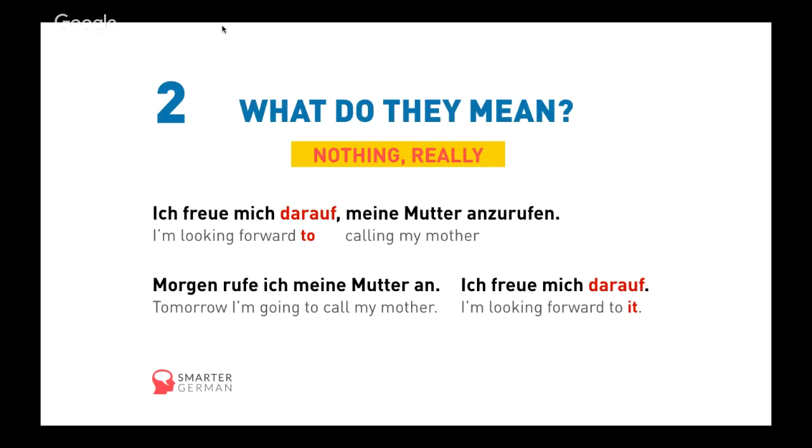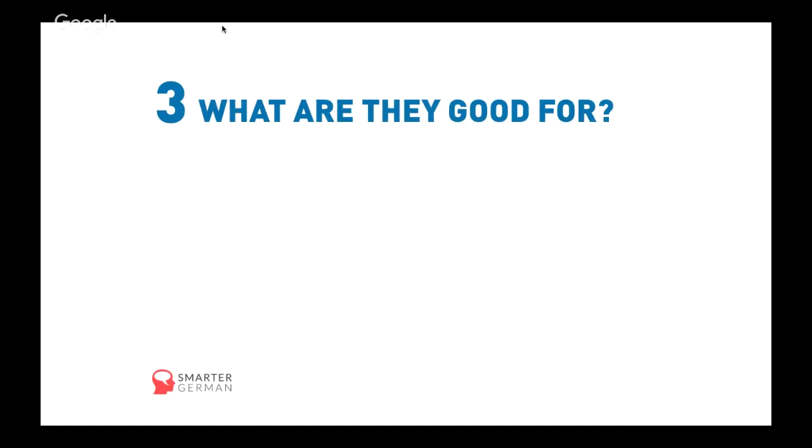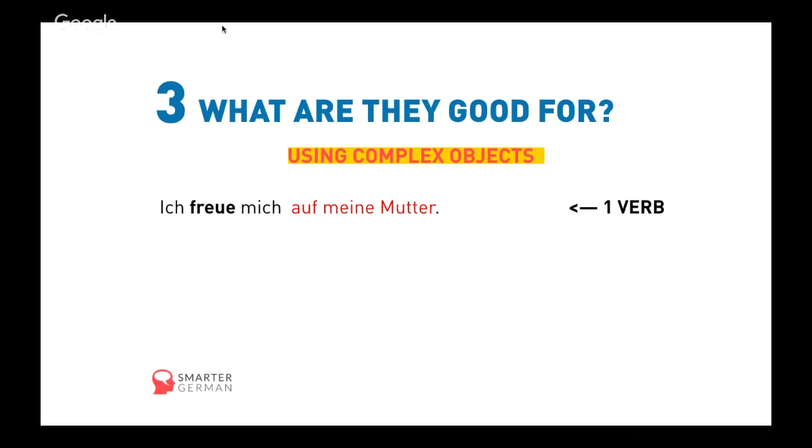So let's take a look at what they are good for. There must be a reason for these, there must be a use for these, otherwise Germans wouldn't have invented them. We use them to be able to use complex objects in a sentence. What that means? Let's take a look at something that's less complex, a simple object. For example, ich freue mich auf meine Mutter. I'm looking forward to my mother. Let's say she comes for a visit or you're calling her later. So you're looking forward to her.